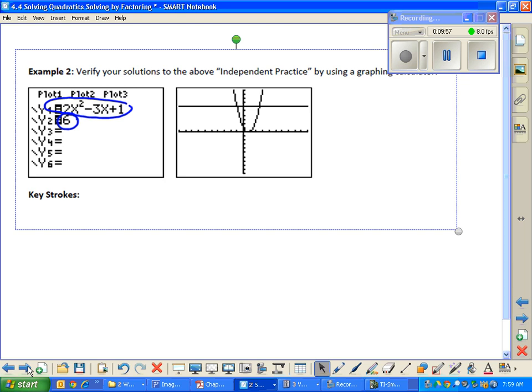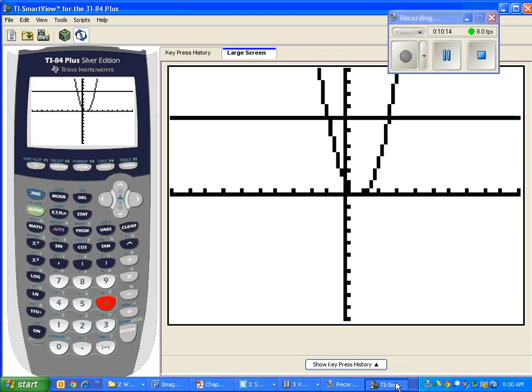Y equaling 6, that's a horizontal line, and 2x squared minus 3x plus 1, that being the parabola. What we're actually finding when we solve by factors is just the place where these two things meet each other. So let's go ahead and show you on your calculator how you could do that. And you can record the keystrokes down in the notes underneath example 2.